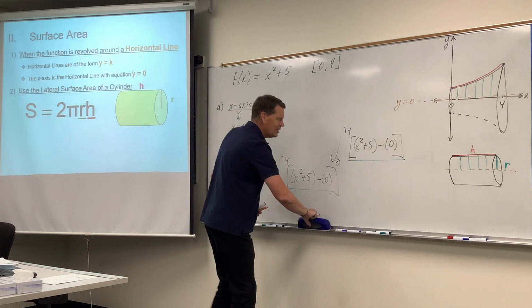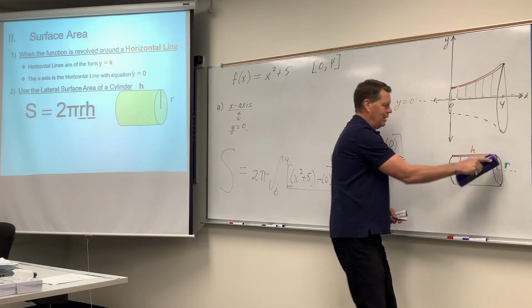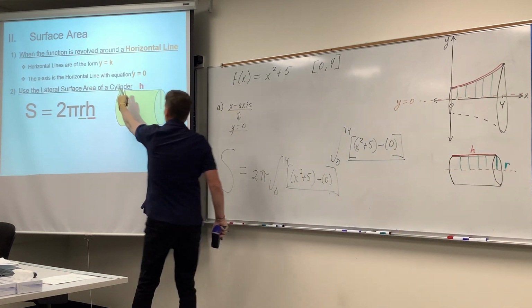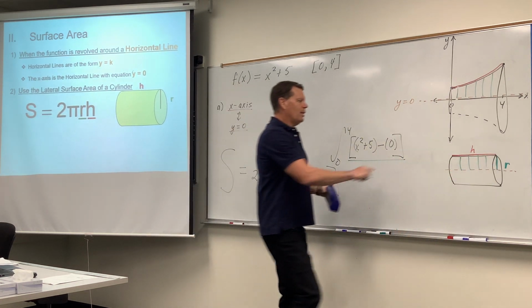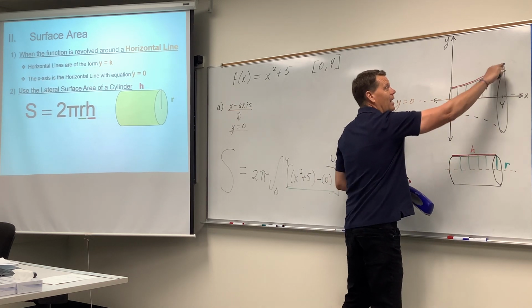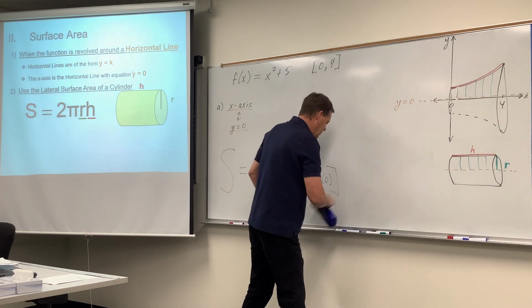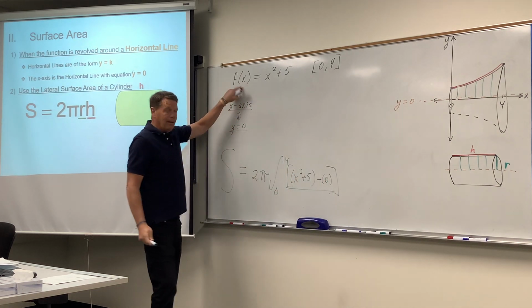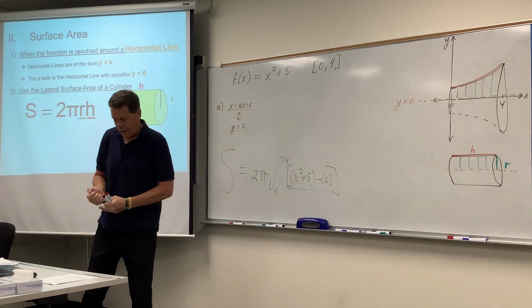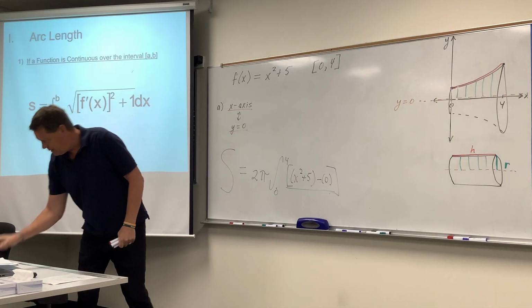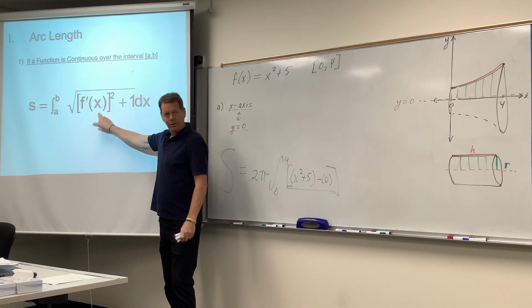And then the height, the h in that formula, 2 pi rh. The height would be the length of this. Oh, that'd be the length of that arc there, wouldn't it? That would be the analogy to that. And so this is where we go back and apply that arc length idea to the function that we're working with. In other words, arc length.